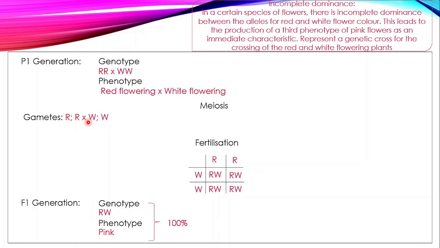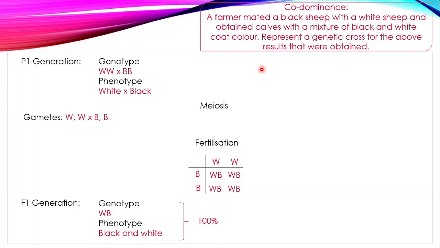Gametes, RR, and the other ones will be WW. Then fertilization takes place, so our gametes, RR and WW, and when they cross, all of the offspring are now heterozygous. So in the genotype, all of them will be RW, and in the phenotype, they will all be pink because it's incomplete dominance, so it will be a mixture of these two. Red and white will make pink. And the ratio will be 100% because all of these offspring will be RW and all of them will have a pink phenotype.